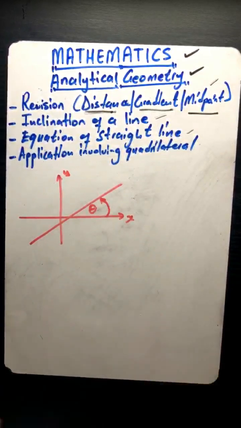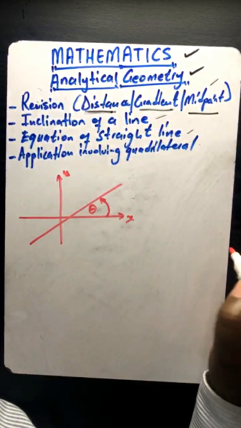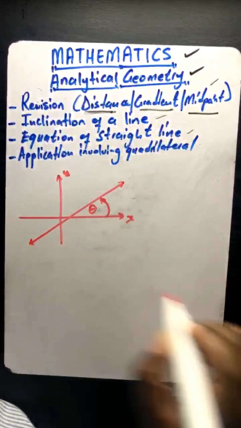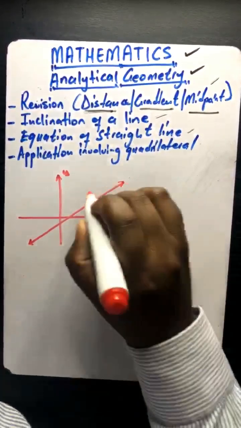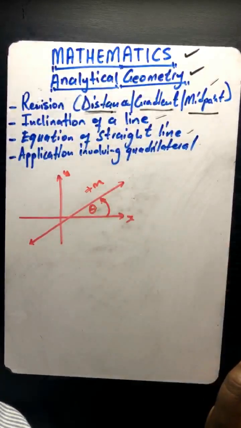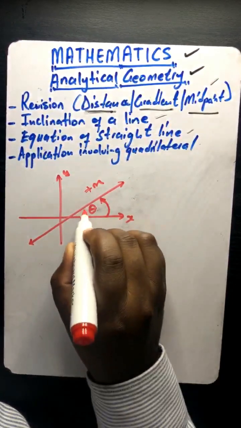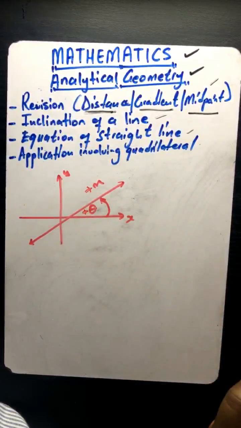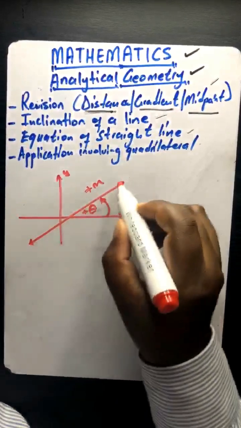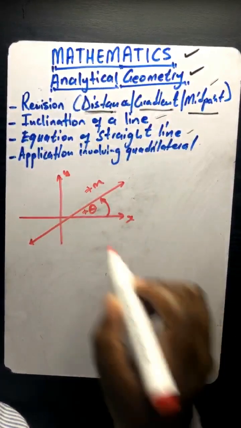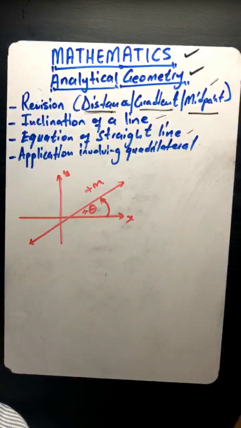end of this lesson. What I'm actually trying to say, with regards to a line having a positive gradient: for a line having a positive gradient, you will always have a positive angle of inclination.